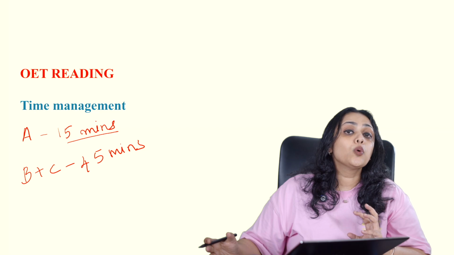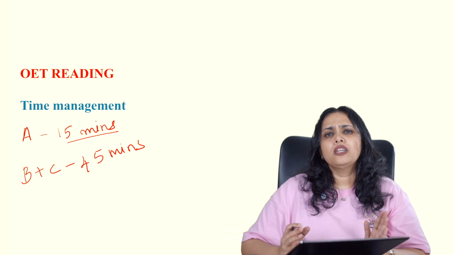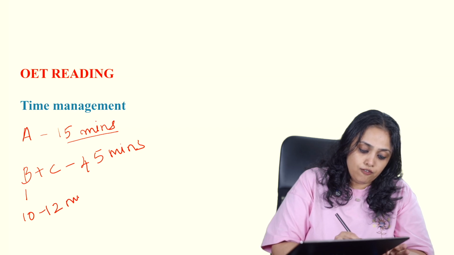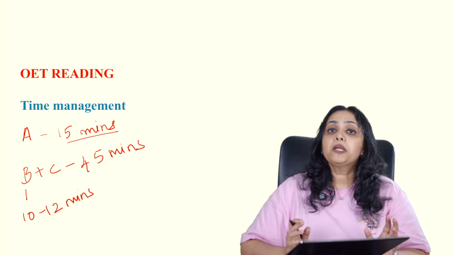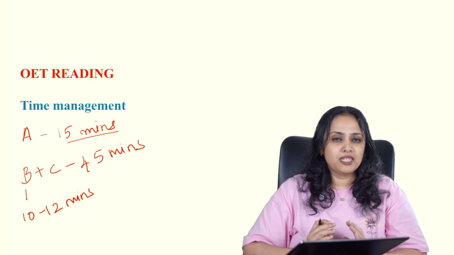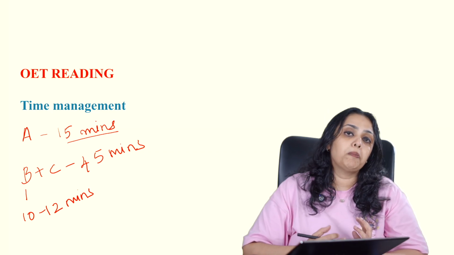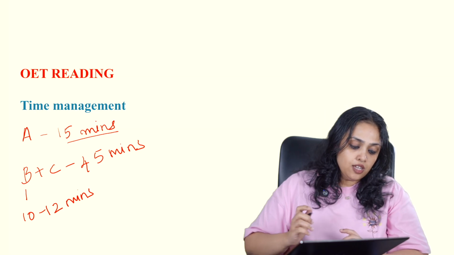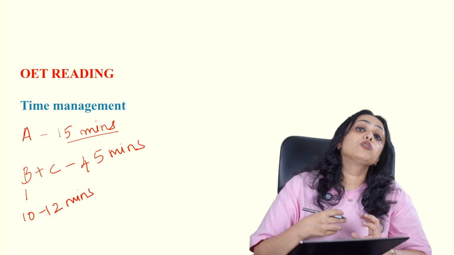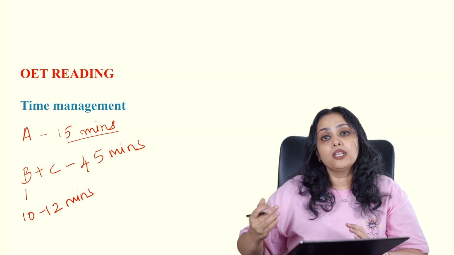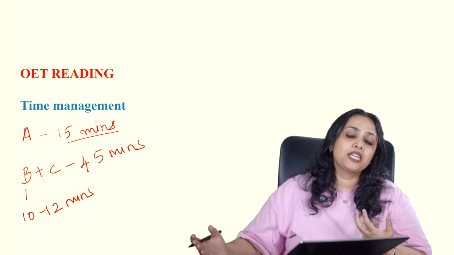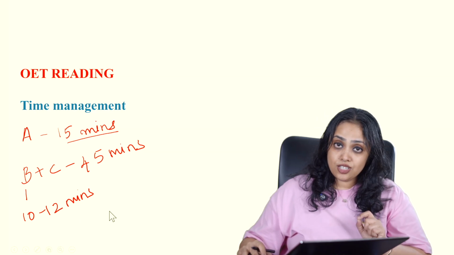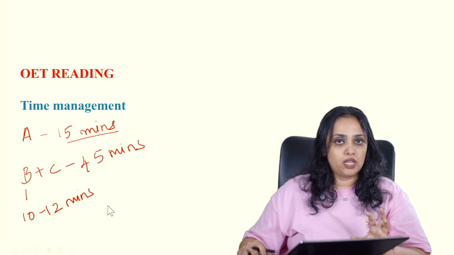Suppose you're starting with part B, make sure that you spend approximately 10 to 12 minutes only for part B. Part B and C together you have 45 minutes, but make sure that you don't spend more than 12 minutes for part B. If you've crossed that, make sure that you are in part C by then. Because you never know, if you spend too much time on one question, there might be simpler questions towards the end and you might fail to answer them. So keep this in your mind. Don't get stuck on one question.